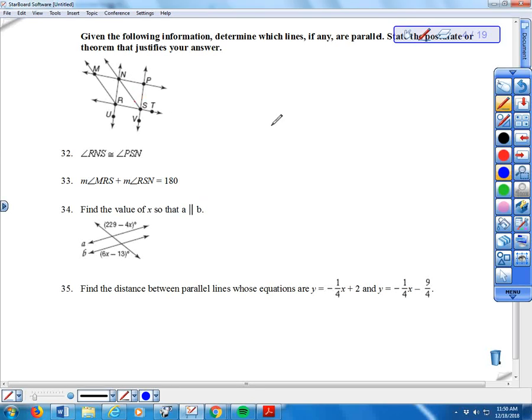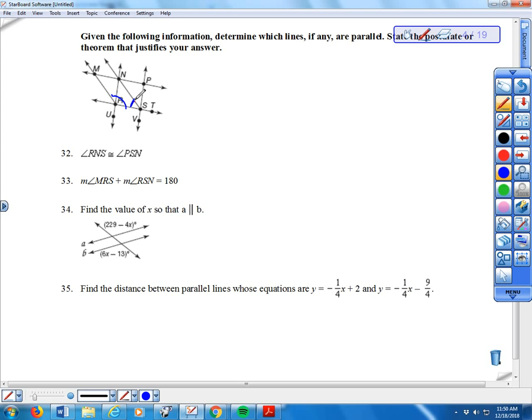Next one. If MRS, this angle, and RSN, this angle, are equal to 180, what two lines are parallel? MR, that's really MR used down here. MR and NS.